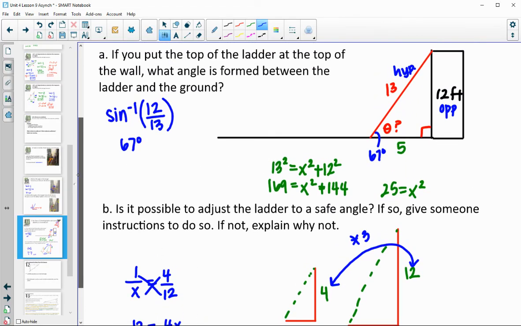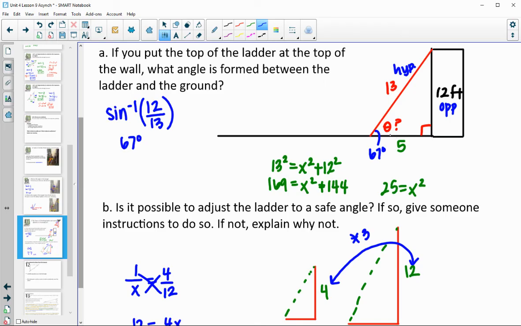So you could move it in to 4 feet. Okay, so we could be at 4.5 feet away from the base. We could be at 4 feet. We could be at 3 feet. So 5 feet is the furthest for it to actually just touch the top, or we could be a little bit closer as long as we're not any closer than 3.